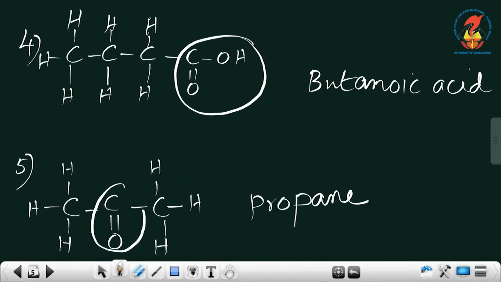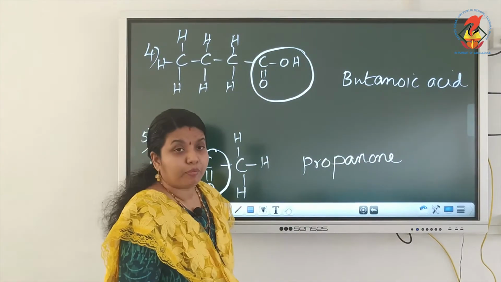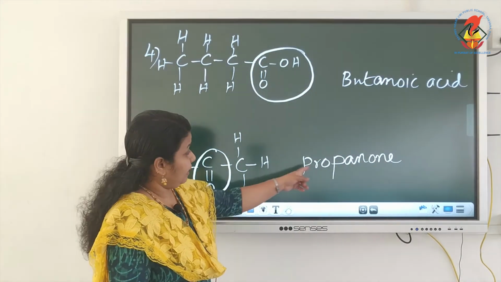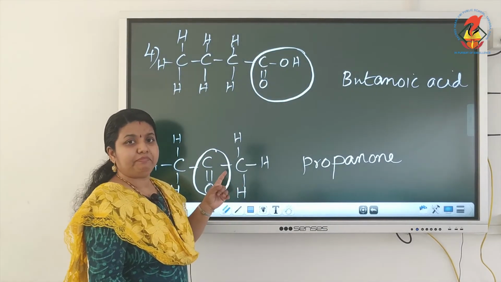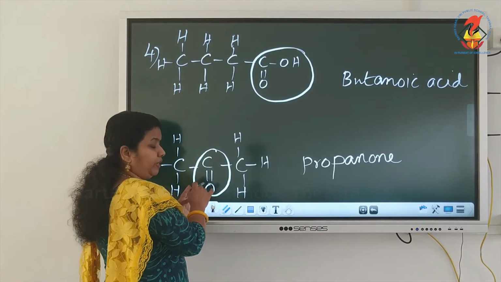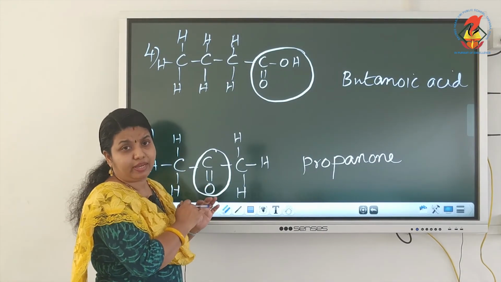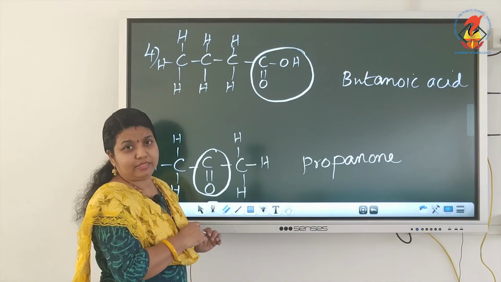Here the functional group is C double bond O, CO, the ketone group. So delete the final E and write the suffix ONE, making the name propanone. This is the simplest ketone. As I told you in the beginning, the ketone group always comes in the middle of a hydrocarbon chain. So this is the simplest ketone that exists, propanone.